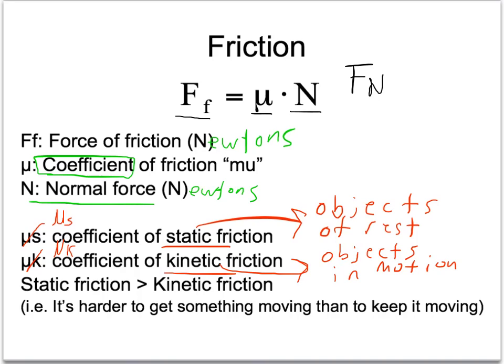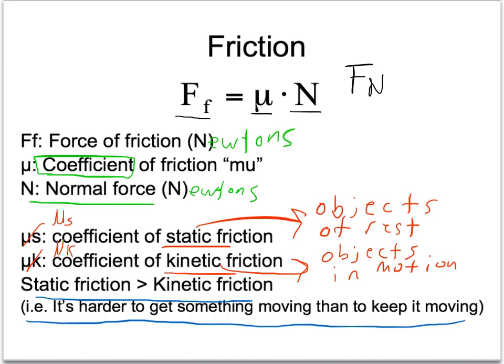And a handy fact of the universe is that static friction is always bigger than kinetic friction. And you can test this right now by grabbing an object, setting it down on a table, pushing on it until it starts to move, and then keep pushing and move it at a constant velocity. So don't speed it up, don't slow it down. What you'll notice is you had to push harder to get it to start moving than you did to keep it moving. And that's what static friction bigger than kinetic friction means. It's harder to get something moving than to keep it moving.